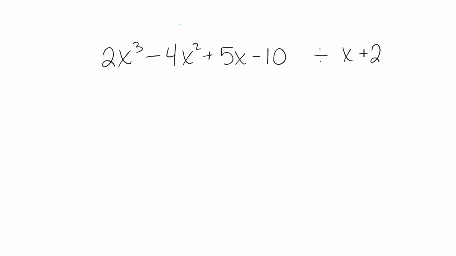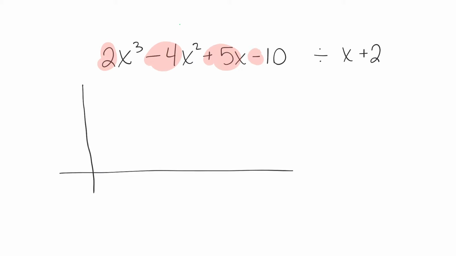And the first thing we're going to do is move this over here, even further, and move this over here. And I'm going to take all of my coefficients, so the 2, the -4, the 5, and the -10, and write them across the top. So I'm going to say 2, -4, 5, and -10, and I'm going to give myself some space in between.